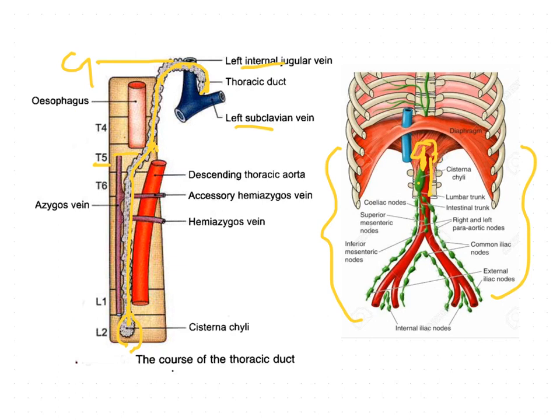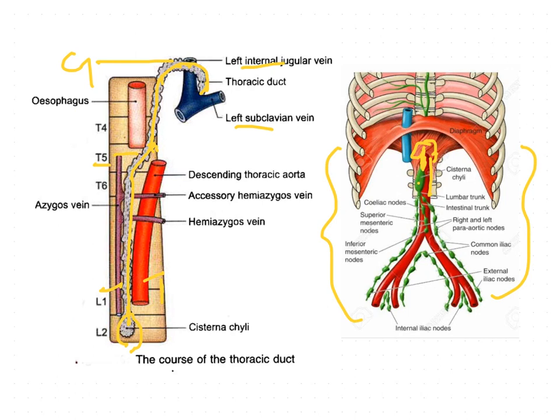So what are the relations at the level of aortic opening? Anteriorly it is related to the diaphragm, and posteriorly the vertebral column, and on the right side this is the azygos vein, and on the left side the aorta. These are the relations at the aortic opening.